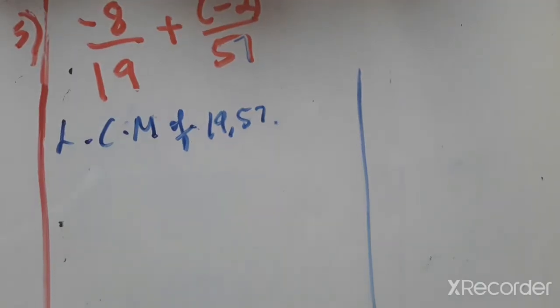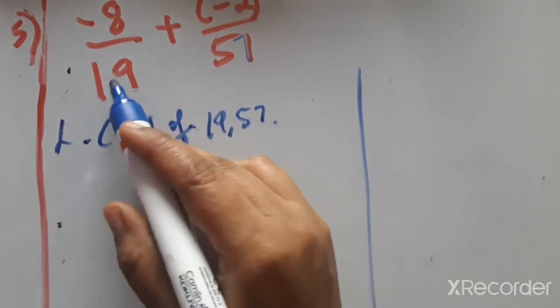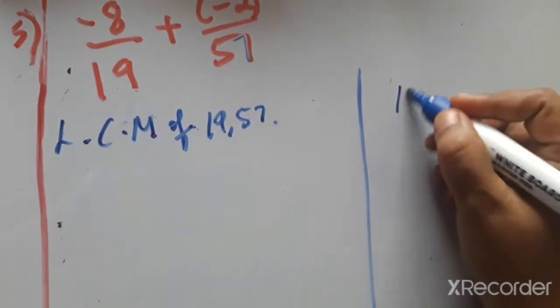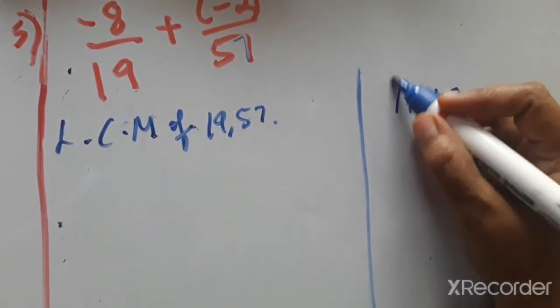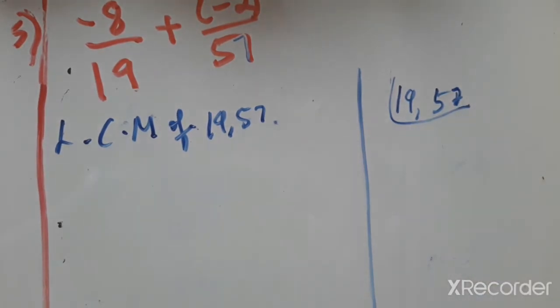Now the LCM of the denominators 19 and 57, that we have to find. The LCM of the denominators 19 and 57, because it is not a like fraction. Now 19 and 57, which tables will they multiply with? Both will multiply with the same number. LCM of the denominators 19 and 57.